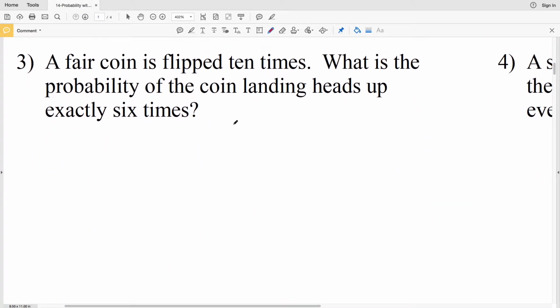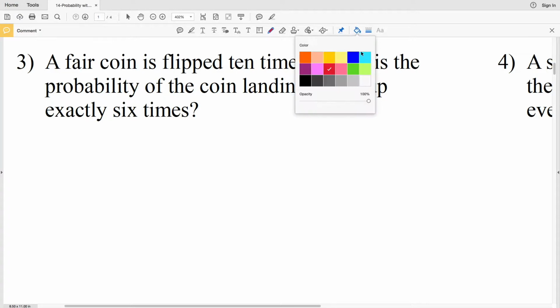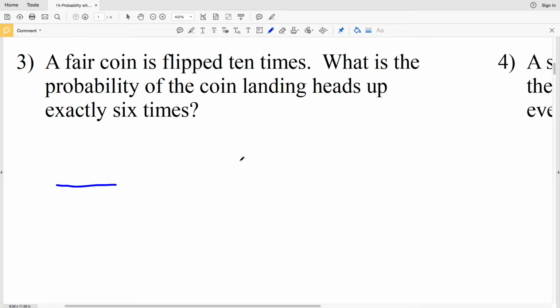In number 3, it says that a fair coin is flipped 10 times. What is the probability of the coin landing heads up exactly 6 of those times? If a coin is flipped 10 times and there are 2 options each time, heads or tails, that's 2 to the 10th different possibilities. And out of those 10 flips, we're choosing that the coin lands heads up exactly 6 times. So that will be 10 choose 6, where those 6 are heads. So 10 choose 6 is equal to 210, and 2 to the 10th is equal to 1024.